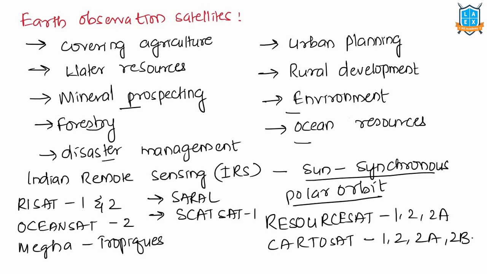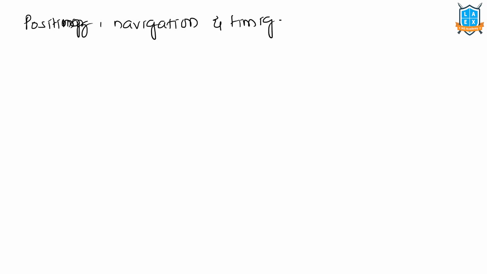Next comes the navigation satellites. These are used to meet the emerging demand of positioning and navigating. Nowadays we are using different kinds of GPS systems to get onto a proper road or a proper way. So these satellites give positioning, navigation, and timing. Civil aviation requirements are also taken care of by these navigation satellites.